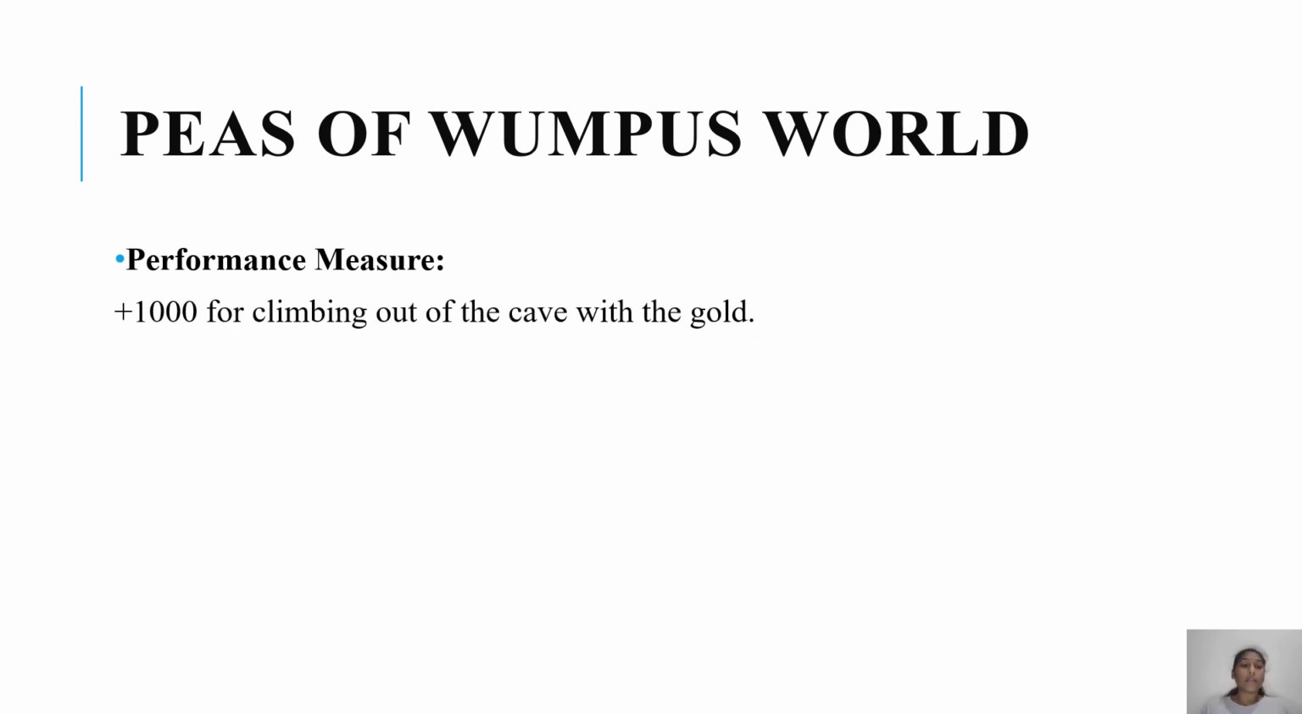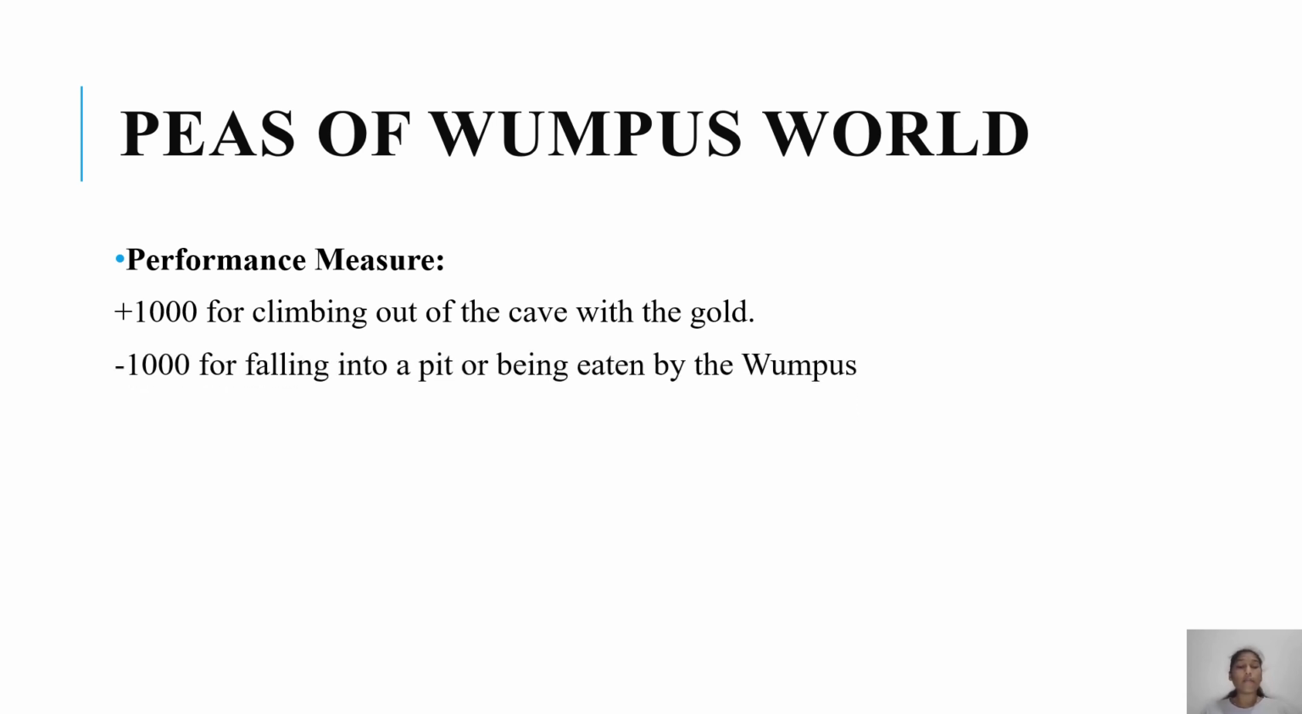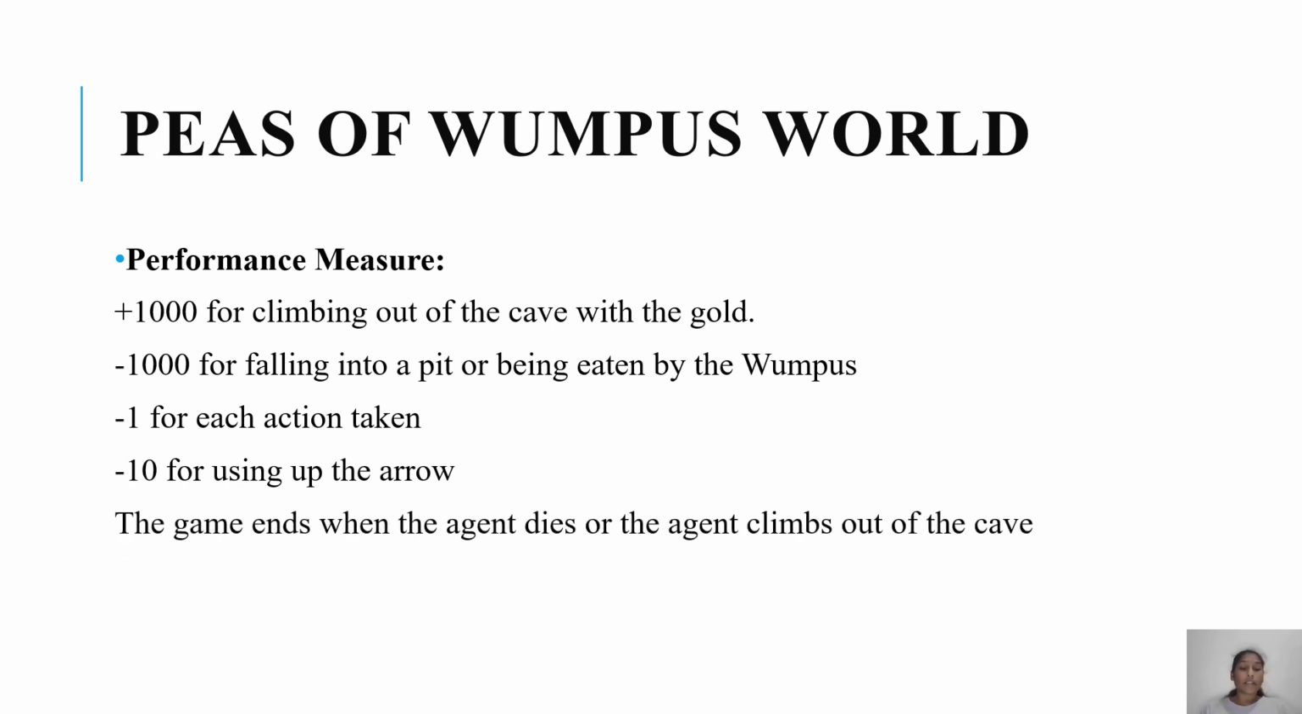Now let us see the PEAS of Wumpus world. PEAS is nothing but performance measure, environment, actuators, and sensors. Firstly, the performance measure: we can assume plus 1000 for climbing out of the cave with the gold, minus 1000 for falling into a pit or being eaten by the Wumpus, minus 1 for each action taken, and minus 10 for using up the arrow. The game ends when the agent dies or the agent climbs out of the cave. These are the performance measures of Wumpus world.